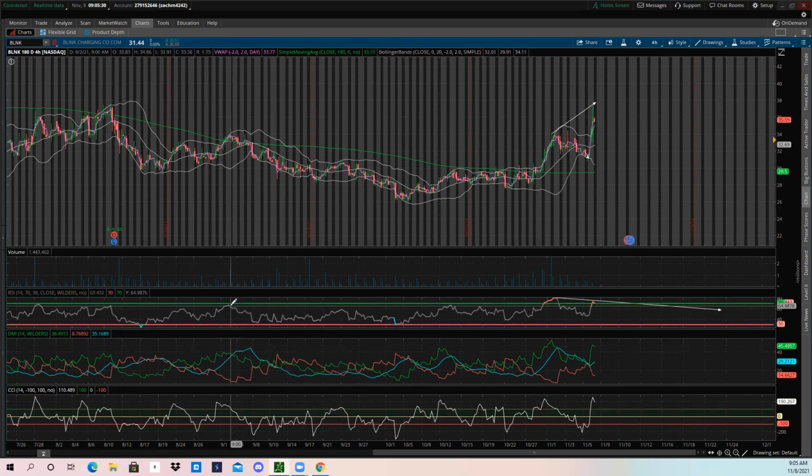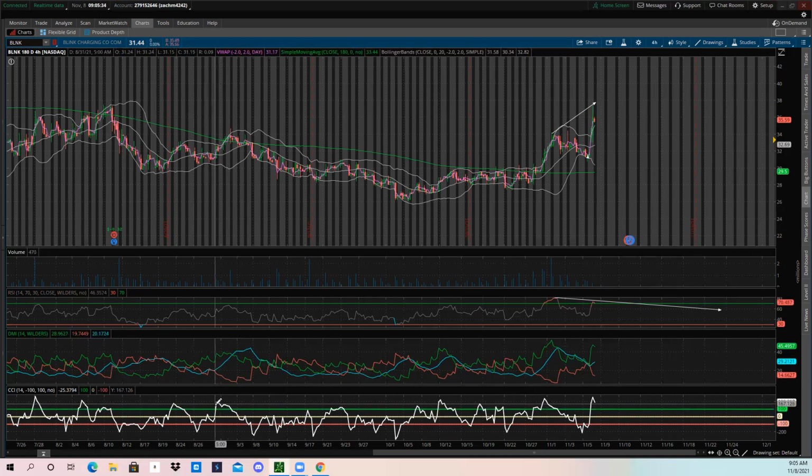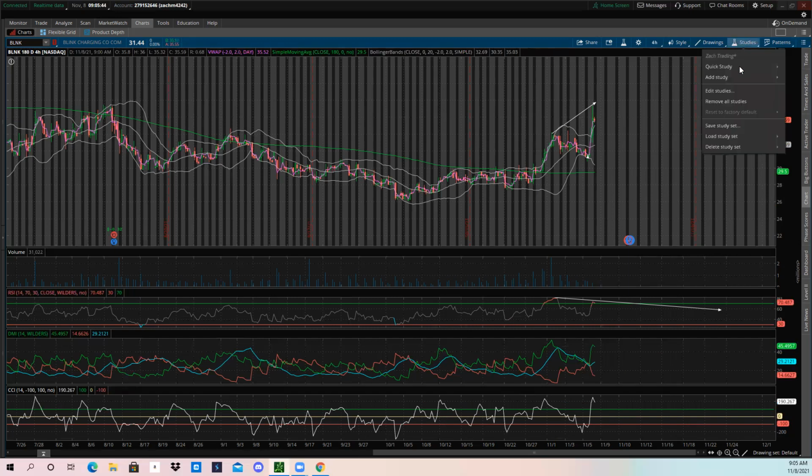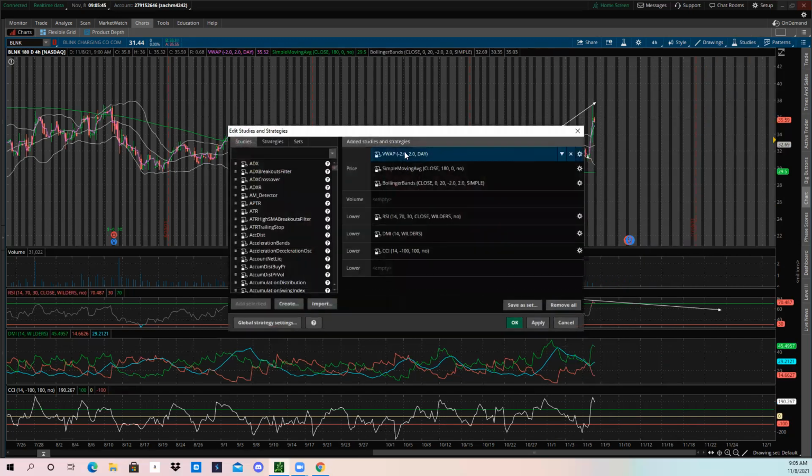So this overall just kind of helps you read the sentiment of the stock, all right. As you can see here, it was not oversold on the RSI, okay, but up here you can see that we have bullish sentiment on the stock. So these are kind of the studies that I like to use. I'll show you guys how to get them set up real quick. You're going to go to studies, you're going to go to edit studies, and you're basically just going to type every one of these in right here, okay.